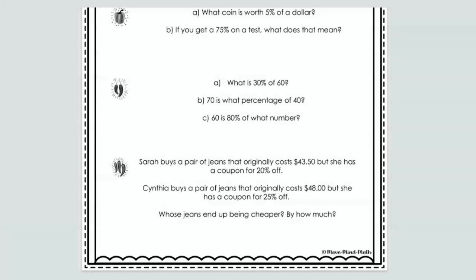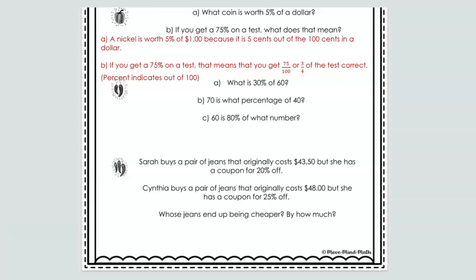For this first one, it is what coin is worth 5% of a dollar? Well, a nickel is worth 5% of a dollar because it's 5 cents out of 100, 5%. Then it says if you get 75% on a test, what does that mean? Well, if you get 75% on a test, that means you get 75 out of 100, or 3 out of every 4 questions correct. Remember, percents are always out of 100.